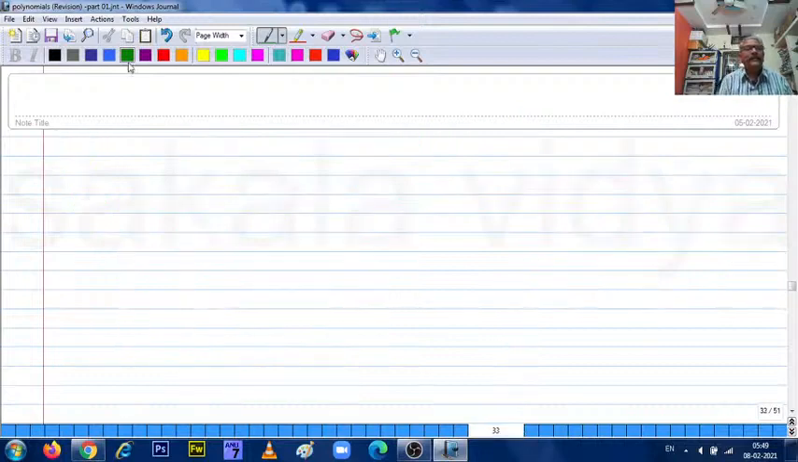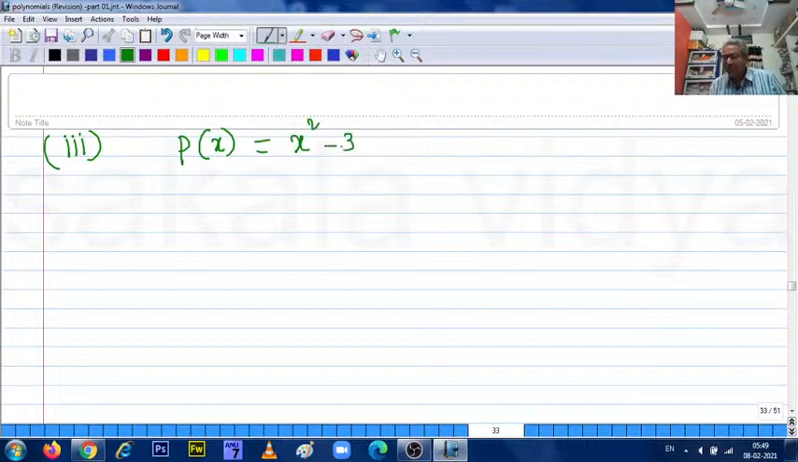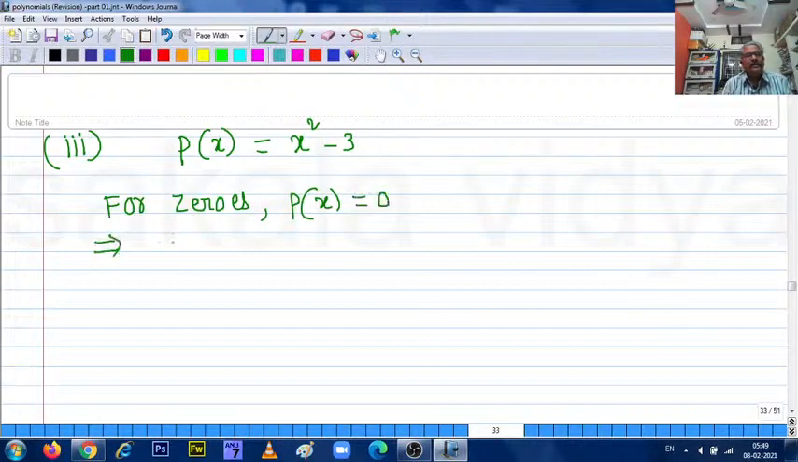Now third bit. Let us move to the third bit. Third bit is p of x equals to x square minus 3. Here, for zeros, the same process needs to be applied. P of x is equal to 0. So we have x square minus 3 equals to 0. So this can be written as x square minus root 3 whole square.